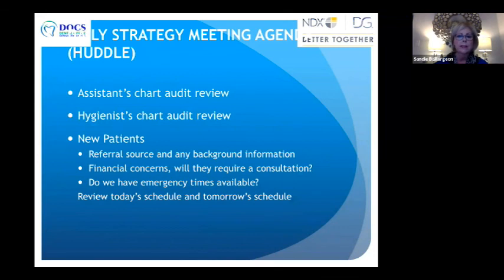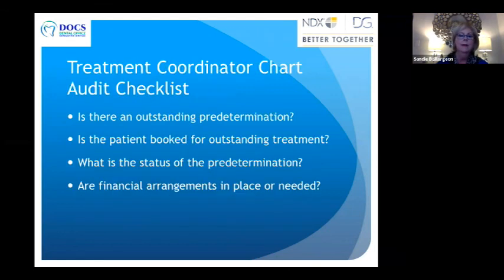So during your daily huddle, there should be an assistant chart review, a hygienist chart review, discuss any new patients that are coming in, where the referral source was, any background information if you have it, any financial concerns that they might have. So therefore, would they need a consultation? Do we have any emergency times available? If you have a very busy office, then you need to know where to put emergencies, because emergencies can be seen the day of and then converted maybe to possibly a new patient, if they don't have a dental home. If they have a dental home, then that's fine.